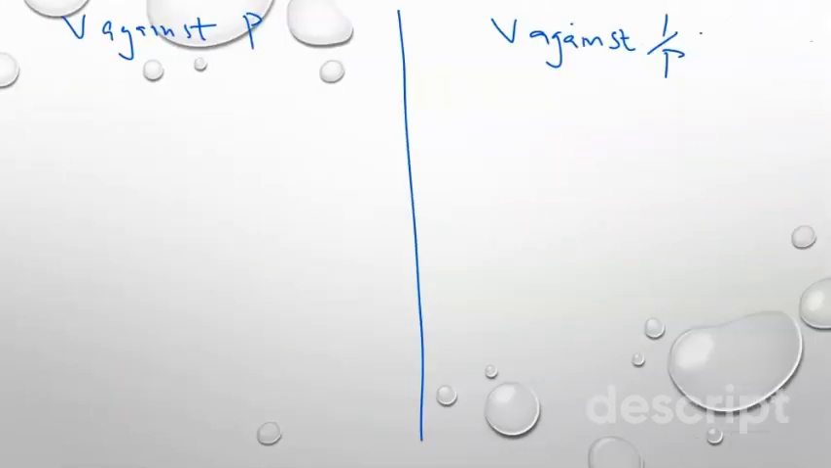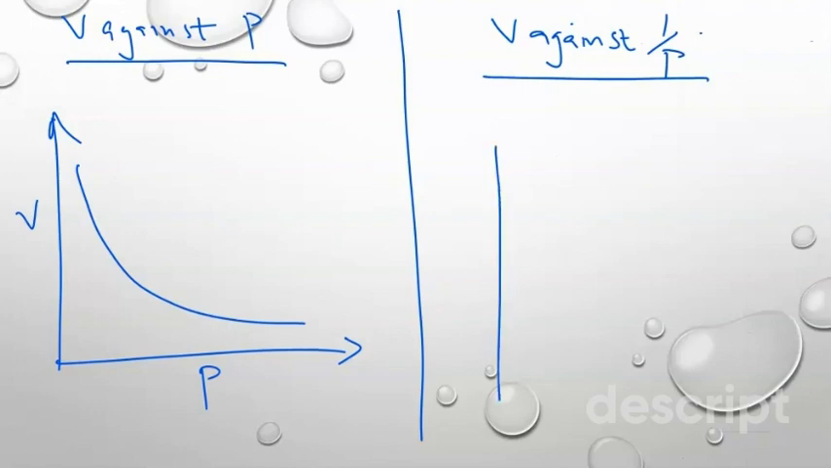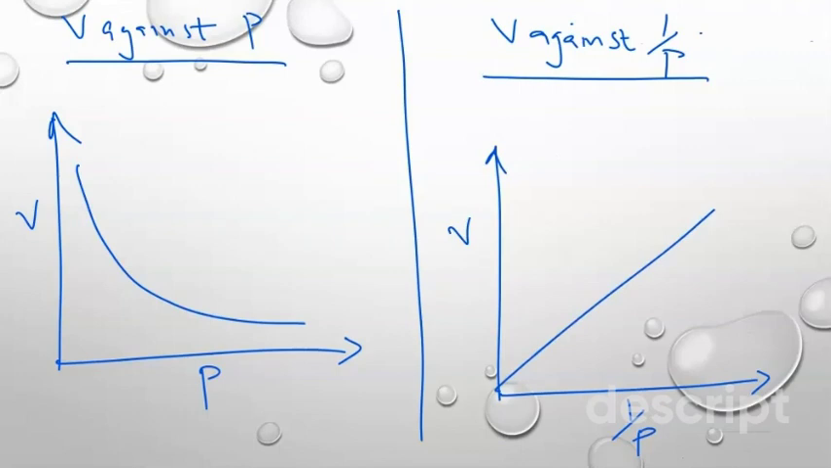We can also express Boyle's law graphically. If we plot a graph of volume against pressure, the graph will be a curve. That means when volume decreases, the pressure increases, and when the pressure decreases, the volume increases. And we can also plot a graph of volume against the reciprocal of pressure. The graph will be a straight line. So basically, that's how we can express Boyle's law graphically.